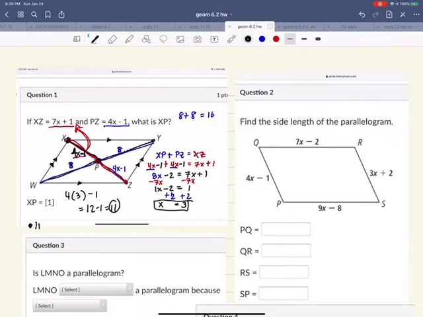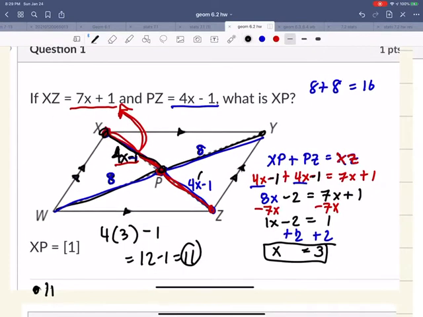And we can double check this, right? This would plug in to make 3, and that would also be 11. So the whole thing would add together to be 22. So if x is 3, 7 times 3 plus 1 is 21 plus 1, which is really 22. So that's how we know we got the answer right.